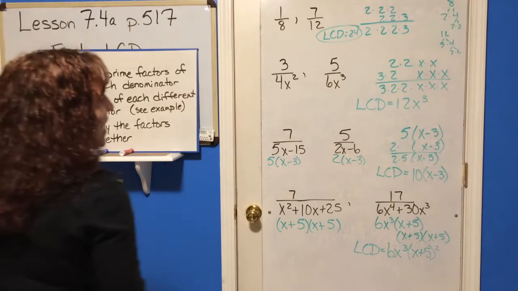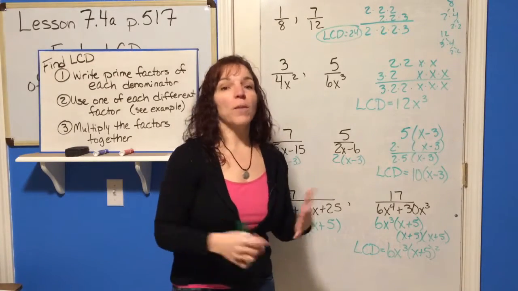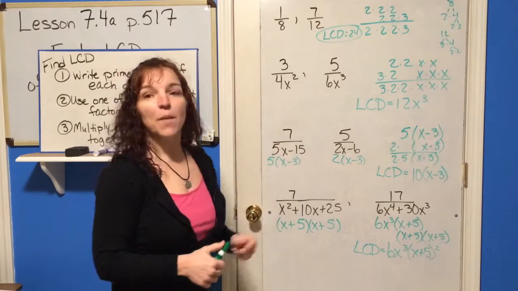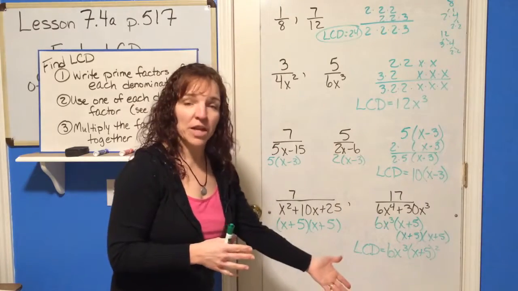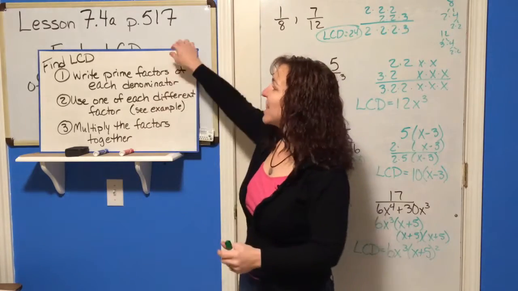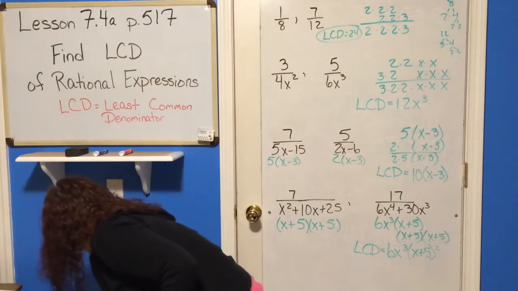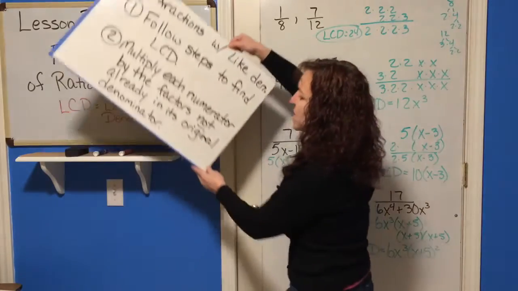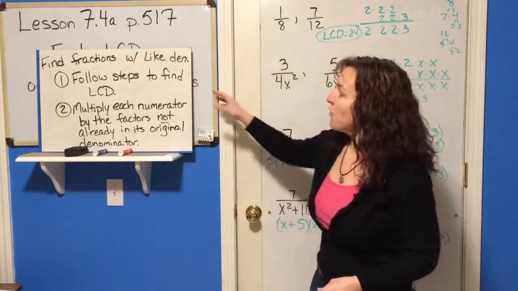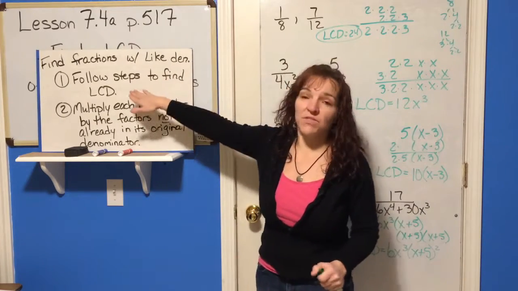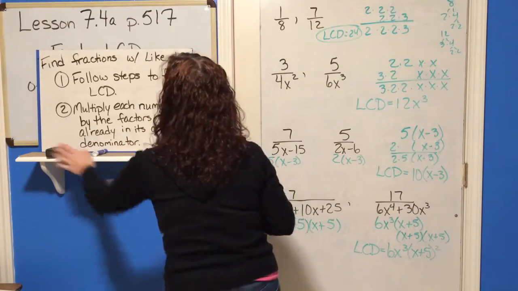Now, this is the first step of what you're going to do. In your homework, all of the problems are going to say, I want you to find the least common denominator between these 2 fractions. So step 1 is just to find the least common denominator. But then after you find that least common denominator, you're going to put those fractions into fractions that have like denominators. So the first step of doing that is just to follow the steps to find the LCD, which is what you just did. We just found the LCD, so step 1 is done.